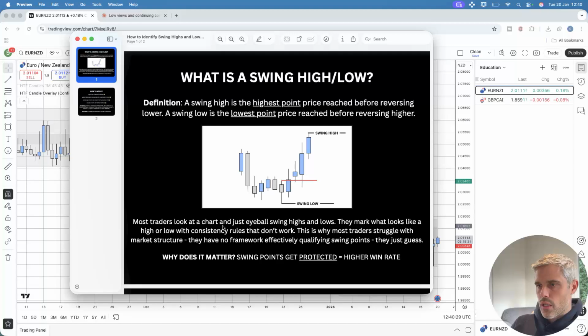So most traders look at a chart and just eyeball swing highs and lows. They mark what looks like a high or a low without a consistent rule. And this is why most traders struggle with market structure.